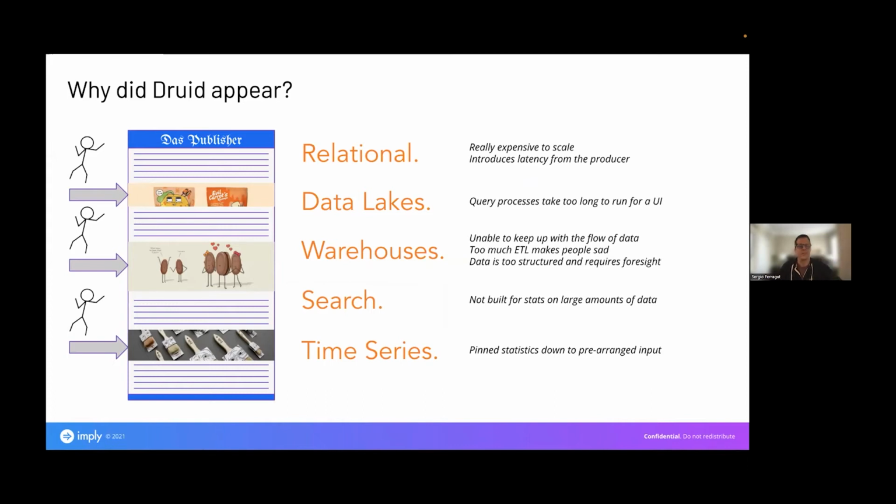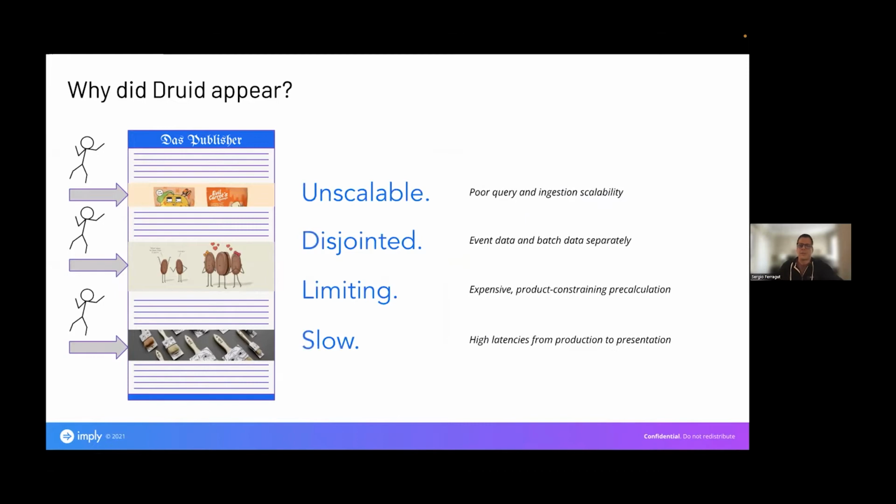They couldn't build it. The problems were, in some cases, that it was unscalable or prohibitively expensive to scale. The data was disjointed. The now event data was separated from the batch data, and it had to be queried separately. And this was limiting, and it was too slow for the experience that they wanted to deliver.